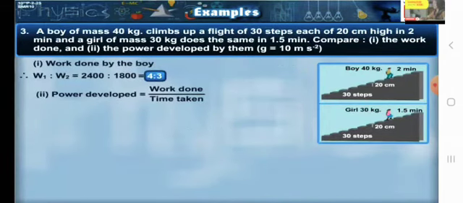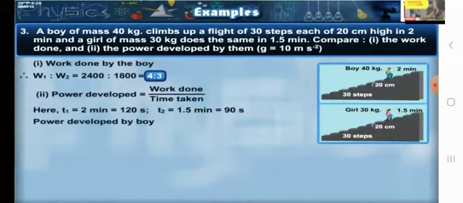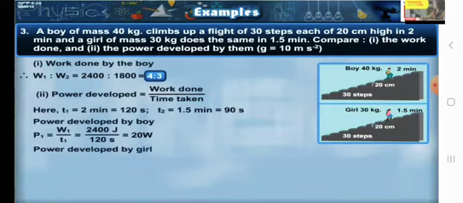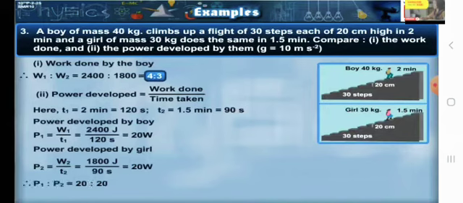Second, power developed is equal to work done upon time taken. Here, T1 is equal to 2 minutes is equal to 120 seconds. T2 is equal to 1.5 minutes is equal to 90 seconds. Power developed by boy, P1 is equal to W1 upon T1, that is 2400 joule upon 120 second, that is equal to 20 watts. Power developed by girl, P2, is equal to W2 upon T2 is equal to 1800 joule upon 90 seconds is equal to 20 watts. P1 is to P2 is equal to 20 is to 20 is equal to 1 is to 1.